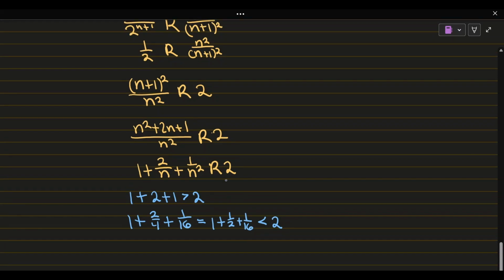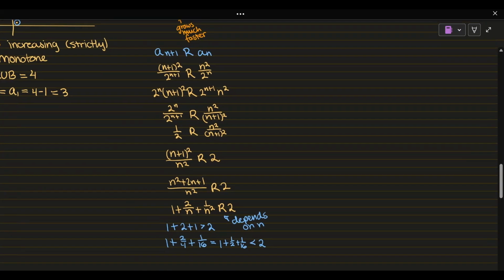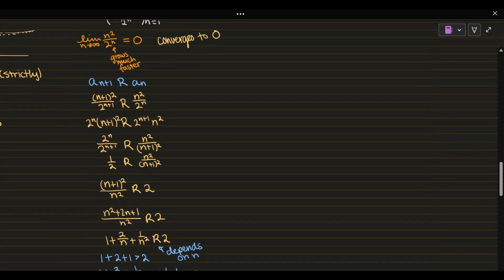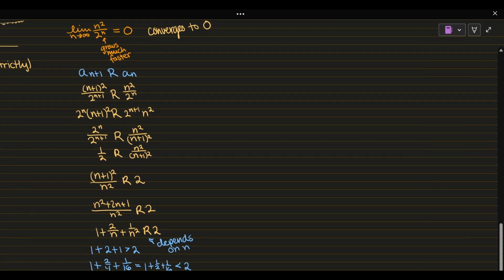So this relation depends on n. So it's not strictly increasing or decreasing. We can't say anything about the relation between the nth term and the n plus 1th term unless we know what n and n plus 1 are. And so we can't say that this is strictly increasing or decreasing.